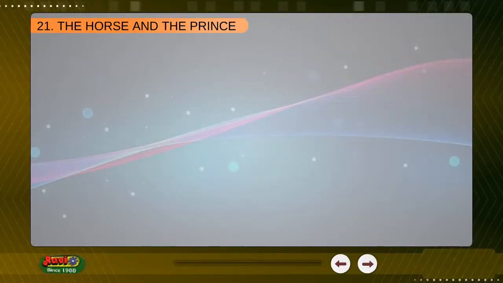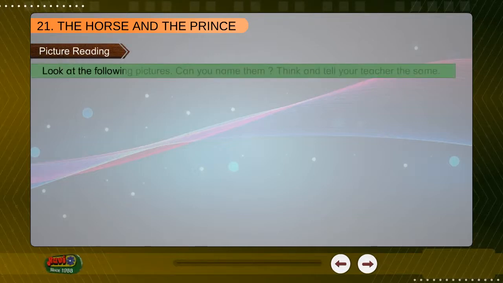21. The Horse and the Prince. Picture reading. Look at the following pictures. Can you name them? Think and tell your teacher the same.